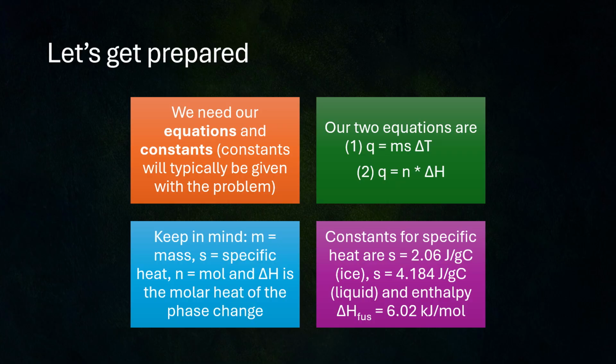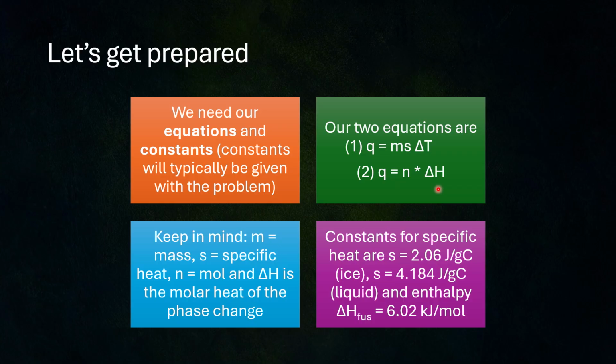Now we need to get prepared because, as noted, we need two different equations, but we also need some constants. Typically, these constants will be given within the problem itself, or you will have to look them up in a table. The two equations are Q equals ms delta T, and the second one is Q equals n times the molar heat of the phase change.